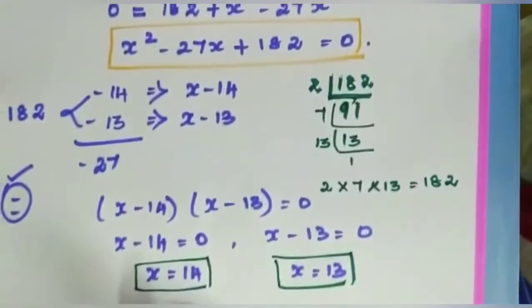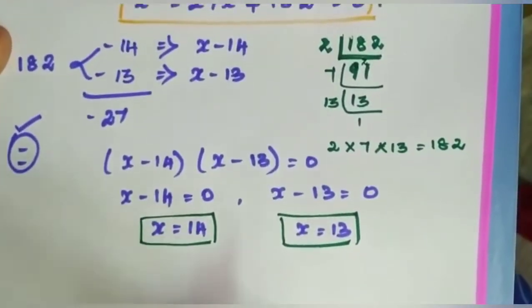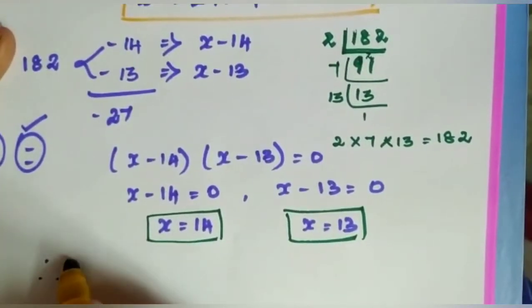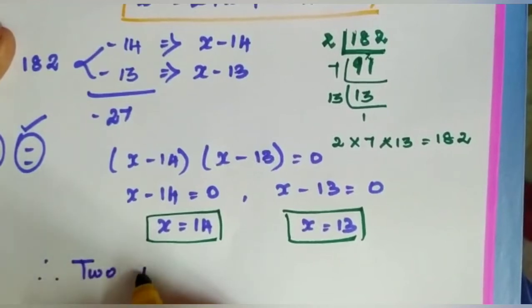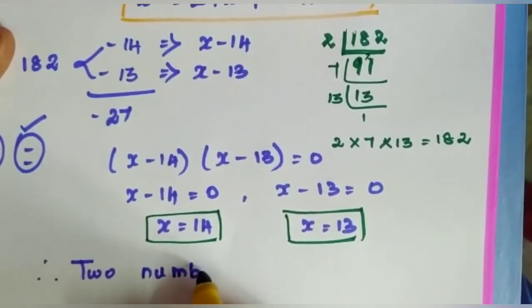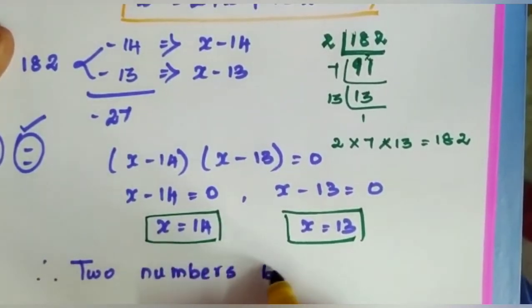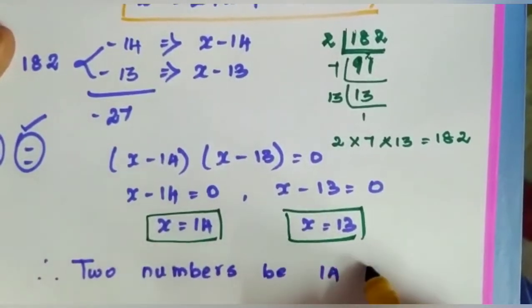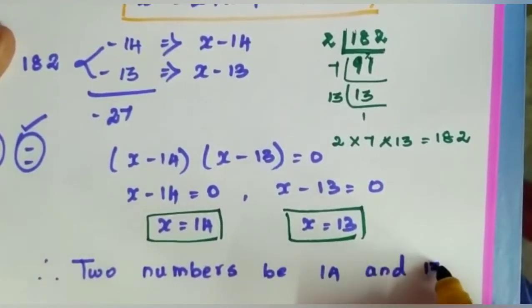Then the two numbers are 14 and 13. Therefore, the two numbers are 14 and 13.